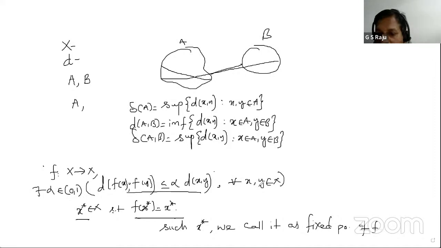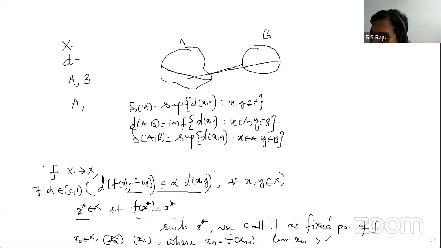And more than this, we can observe from the proof that if we start with any initial point x0 in X, and look at the sequence x0, x1, x2, the sequence xn, where xn is f of xn minus 1, that means x1 is f of x0, x2 is f of x1, x3 is f of x2, and so on, then the sequence xn converges to the fixed point.